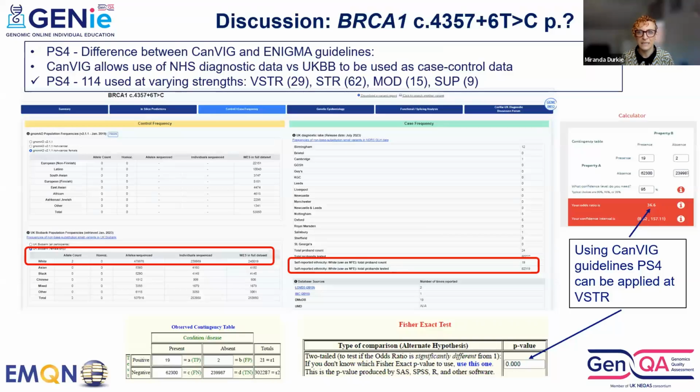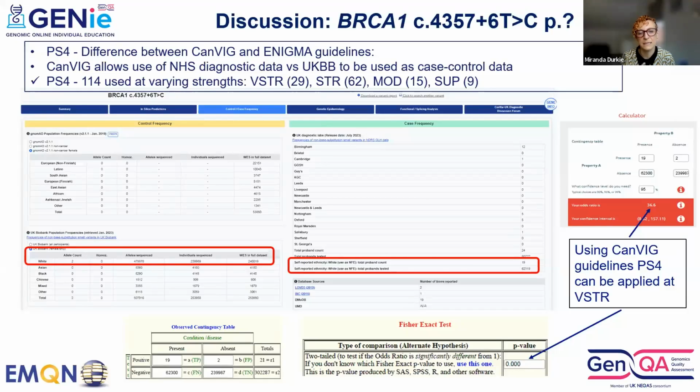So just to go into a little bit more detail in terms of the PS4 and the difference between the CAMVIG and the Enigma guidelines. For CAMVIG, we are very lucky because we have all of the NHS diagnostic labs submit data to our national disease registration service, and that data is shared back and put on the CAMVAR UK website. So the big picture is a screenshot from that website. You see the third tab along shows case control evidence. It shows that it's absent in gnomAD, and we've got the UK Biobank data.